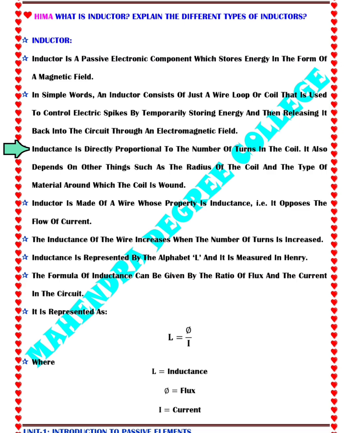In simple explanation, inductance increases when the number of turns increases, the radius of the coil increases, and the coil is wound around a magnetic material like iron. An inductor is made of a wire whose property is inductance. That is, it opposes the flow of current.